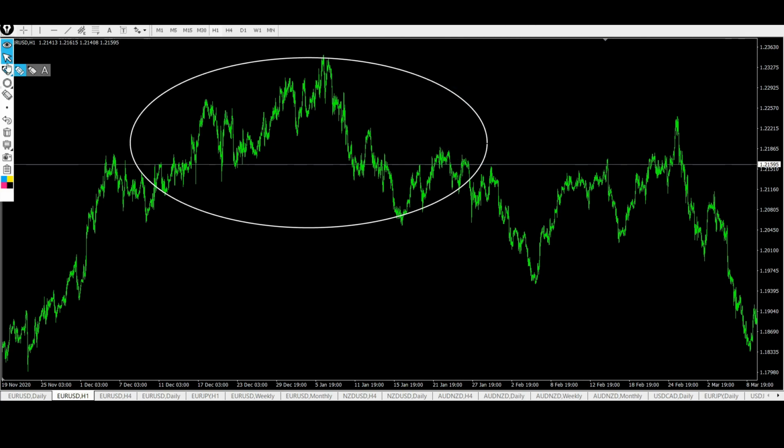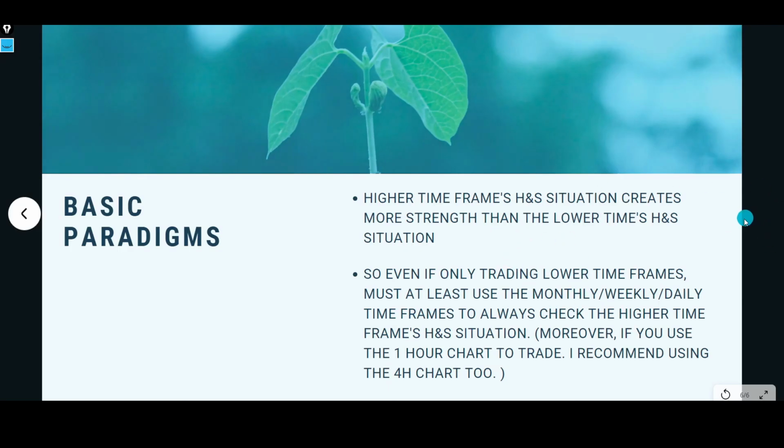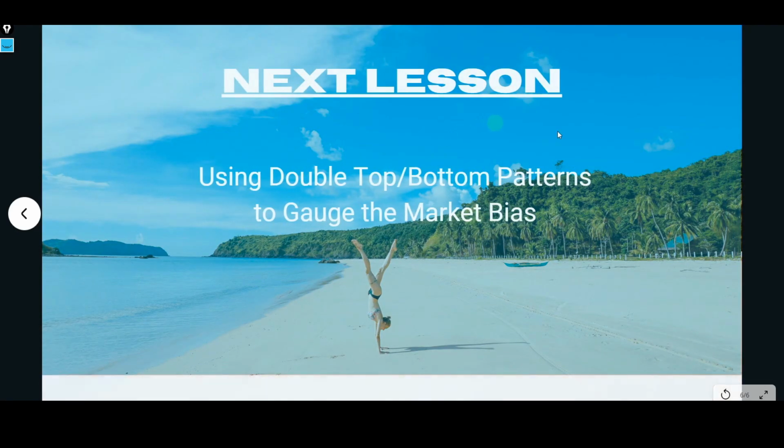Okay, next slide. Okay, so that was it for this lesson. If you have any questions about this lesson, please leave it in the comments.